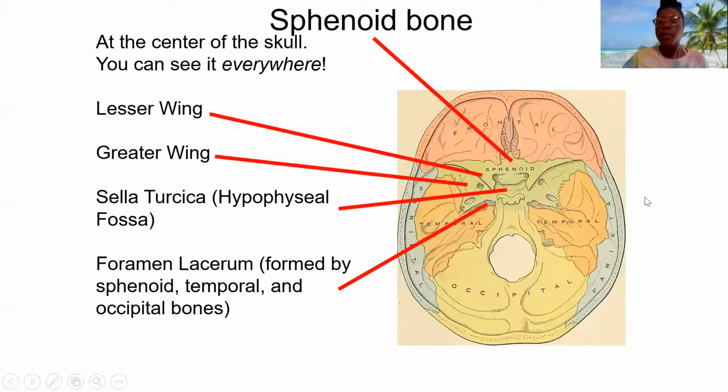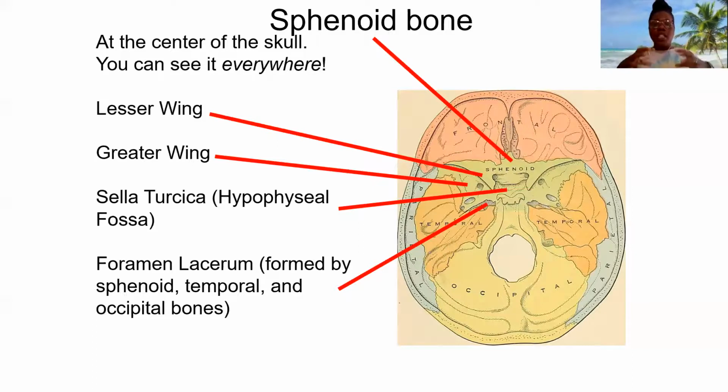All right, we're going to move on to one of the more complicated bones. This is the sphenoid bone. It's at the center of the skull, and it's pretty much everywhere. We can describe it as being everywhere because you can see the sphenoid bone from an inferior view of the skull, from a superior view of the skull, as we're seeing here. You can also see the sphenoid bone if you're looking in through the orbits of the eyes.